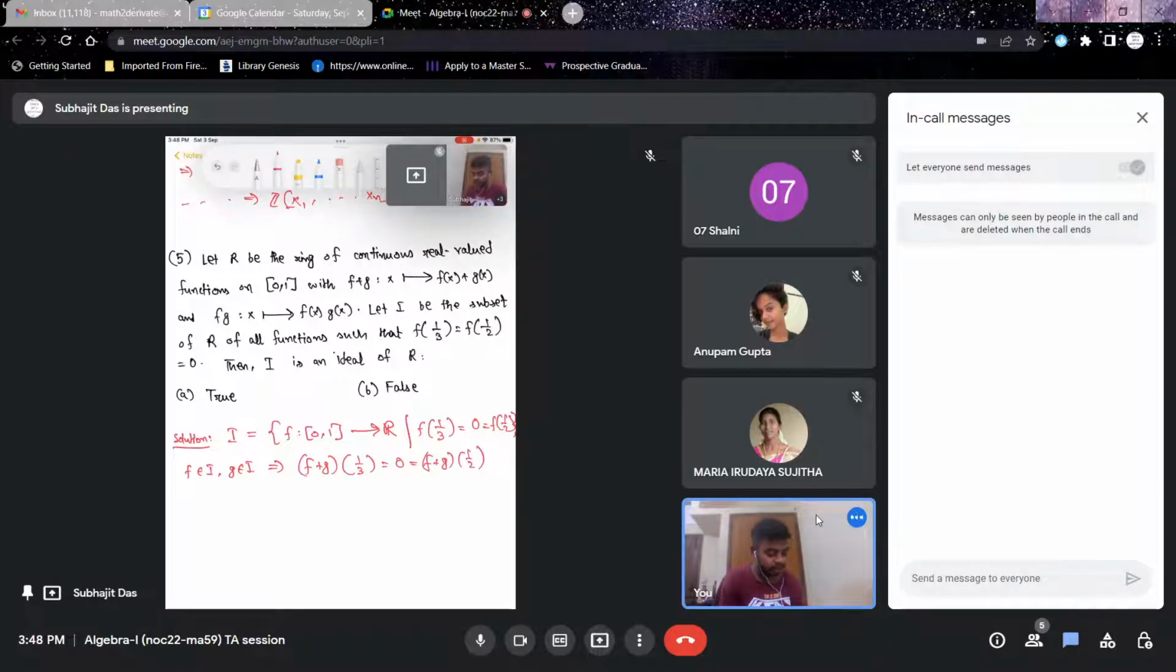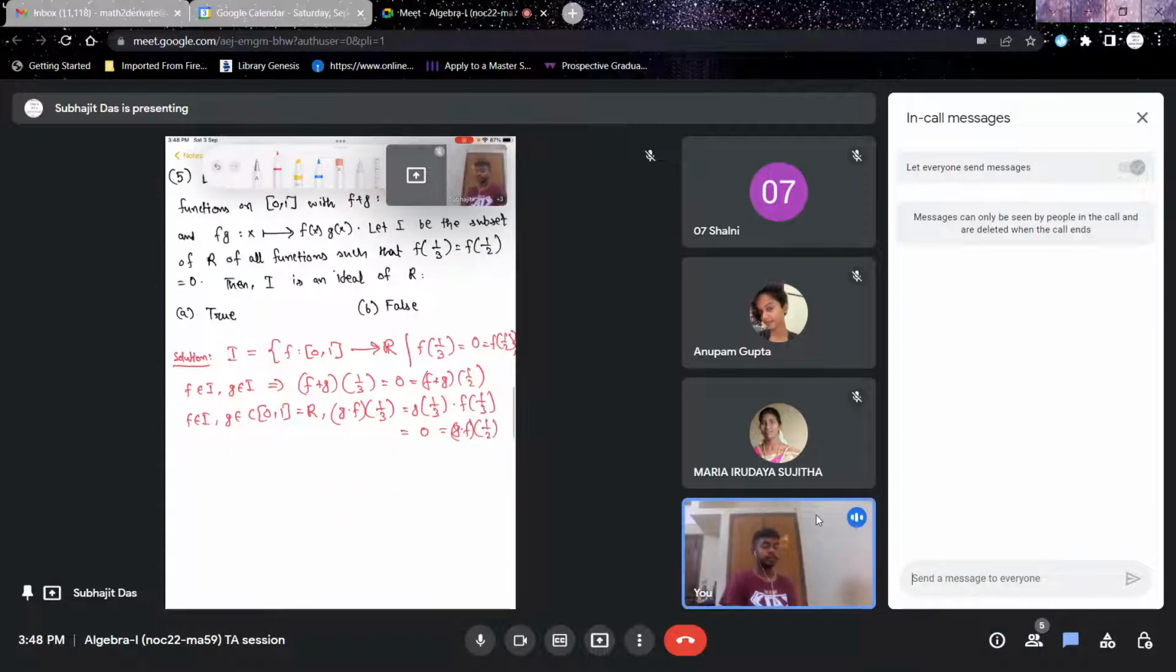And similarly, if f is in I and g is in your ring C[0,1], that is R, then (g·f)(1/3) is g(1/3) times f(1/3). But one of them is 0, so the product has to be 0, right? And this is also (g·f)(1/2). So certainly it's closed under multiplication by ring elements. So indeed, I is an ideal.